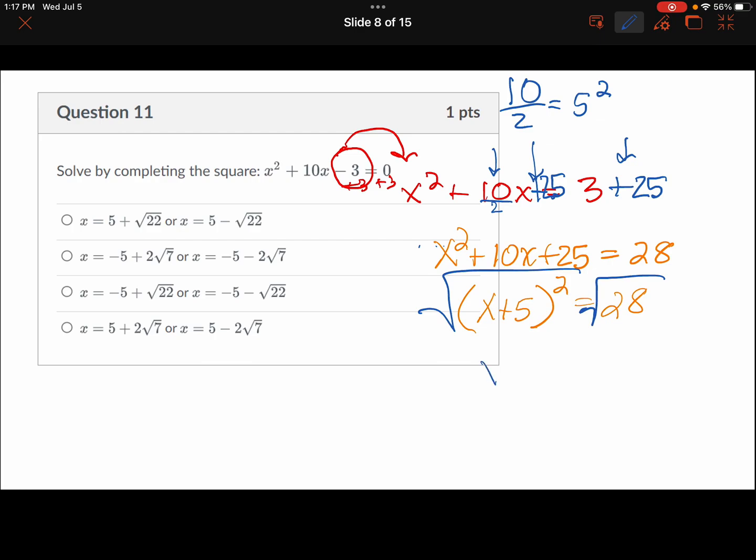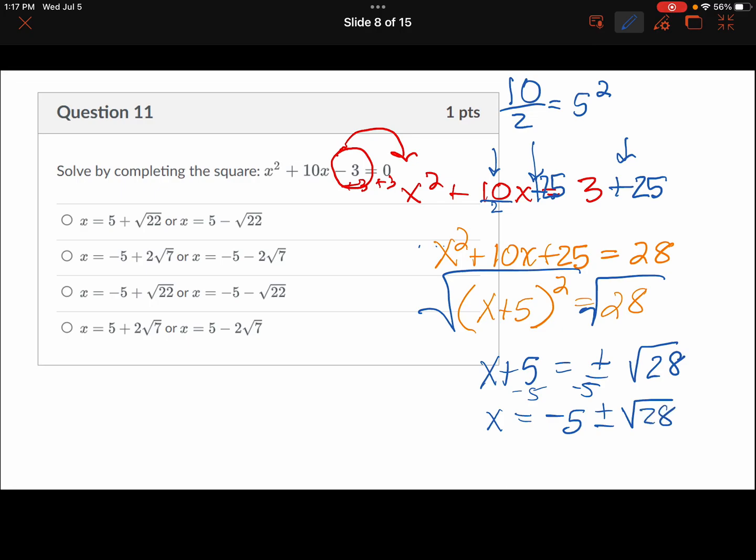So I get x plus 5 equals plus or minus the square root of 28. And then I get x, subtract 5 from both sides. X equals -5 plus or minus the square root of 28.